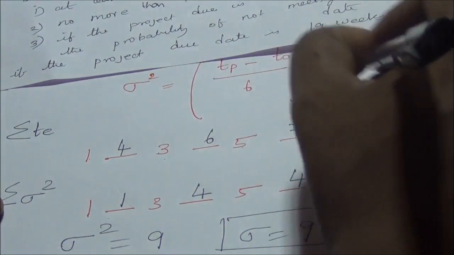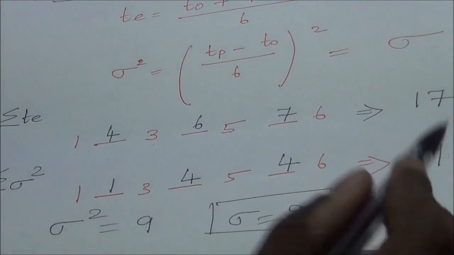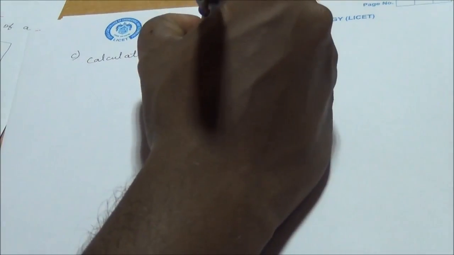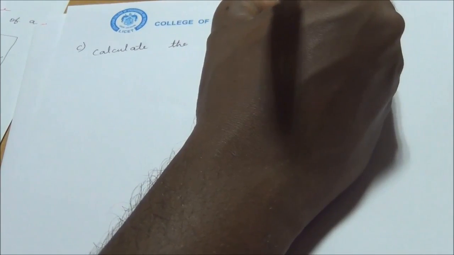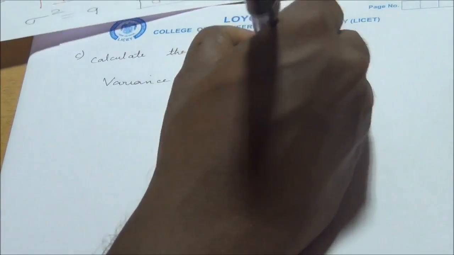We can call this the variance. So the expected length for T is 17 and the sigma square is 9. So what we can do is solve the next thing: calculate standard deviation and variance. So mu, which we have already solved, is equal to 17, and the standard deviation is sigma. Already we have calculated sigma square, and sigma is 3.